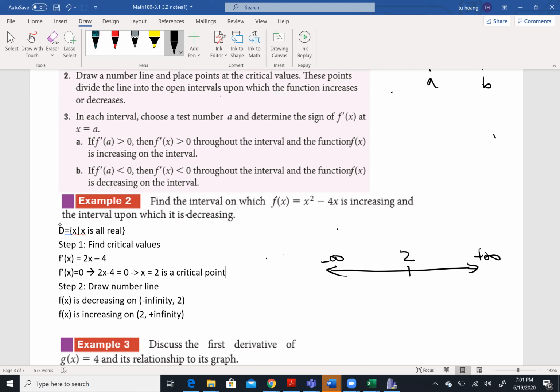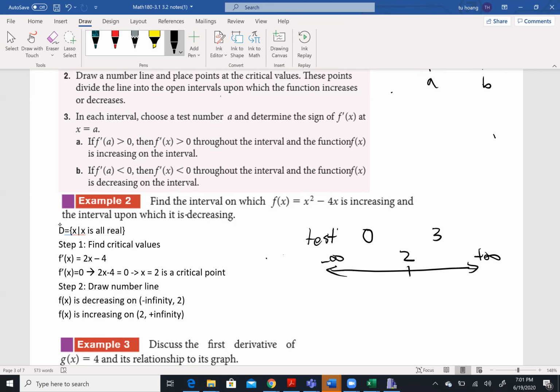And what I'm going to do is, in each interval, choose a test value, right? So I put test values here. For each interval, from negative infinity to 2, I'm going to choose a number that's inside of the interval. I'm going to choose the easiest one, which is 0. And from 2 to positive infinity, I'm going to choose another number, which is going to be 3.